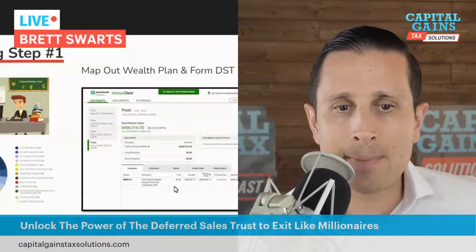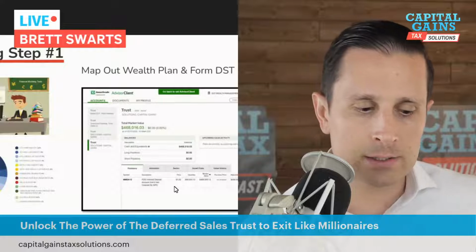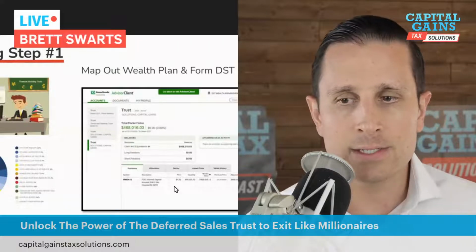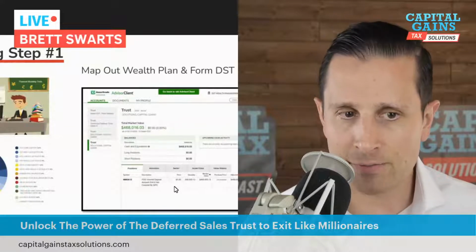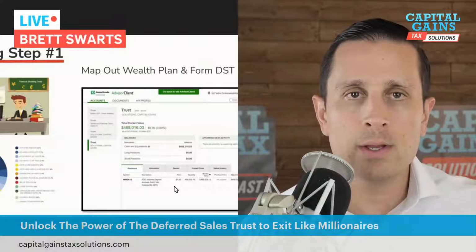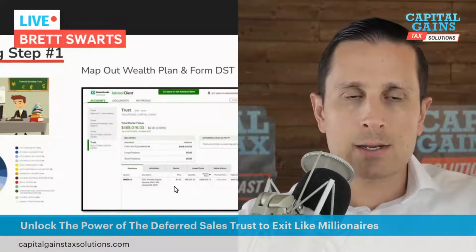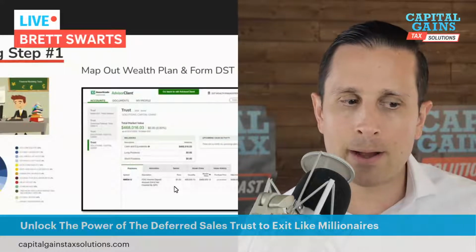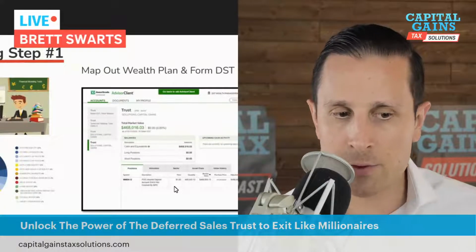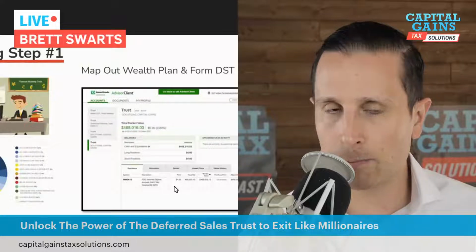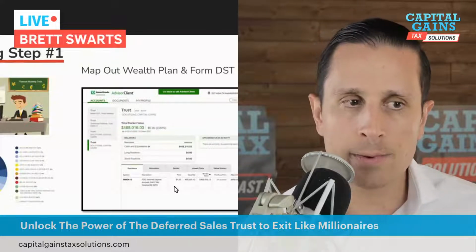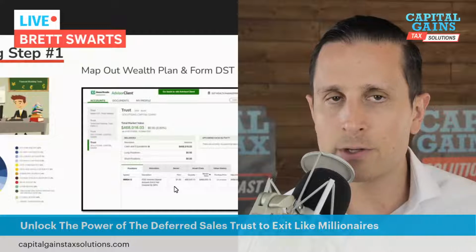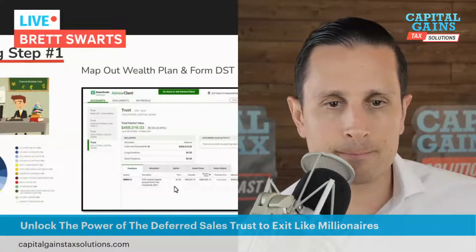Step one is you want to map out a wealth plan and form the DST. So you sit down with Chad, myself, a tax attorney, and a financial advisor. We would map out what this looks like in your situation. Every situation is a little bit different, and we're going to map out some investment allocations you might be comfortable with. Funds typically go to places like TD Ameritrade or Charles Schwab, but they can also go back to real estate deals, which is great.